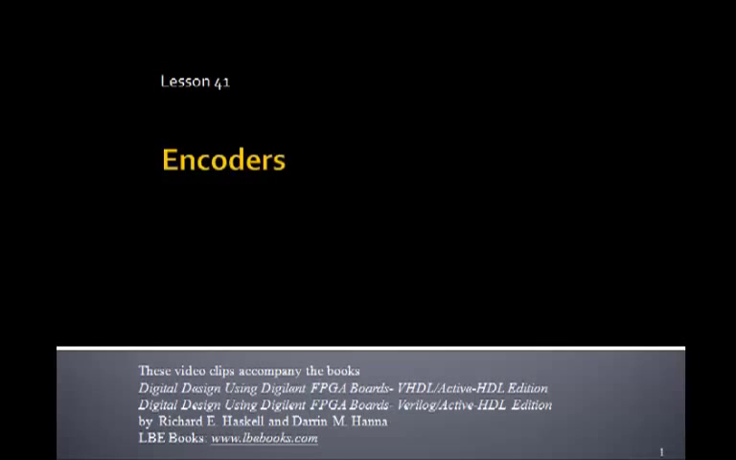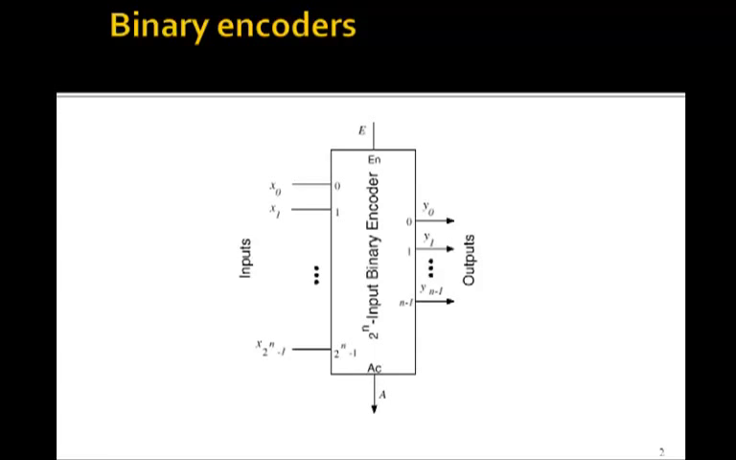This is lesson 41 on encoders. Now an encoder is just the opposite of a decoder. So remember, a decoder had n inputs and 2 to the n outputs. So an encoder has 2 to the n inputs and n outputs. There can often be an enable signal and also an output to indicate if it's a valid output.